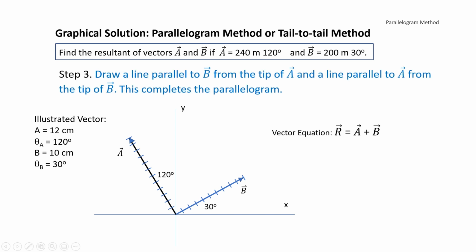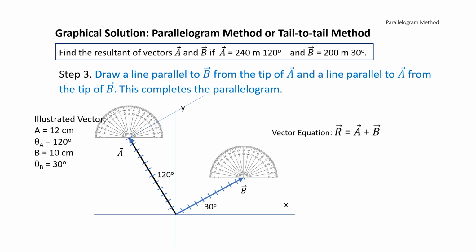The next step is to complete the parallelogram. Draw a line parallel to vector B from the tip of vector A. To make sure that the line is parallel to vector B, using a protractor, measure the same angle as the direction of vector B from the tip of vector A. Draw a line parallel to vector A from the tip of vector B. Using a protractor, measure the same direction as vector A. These two lines complete the parallelogram.